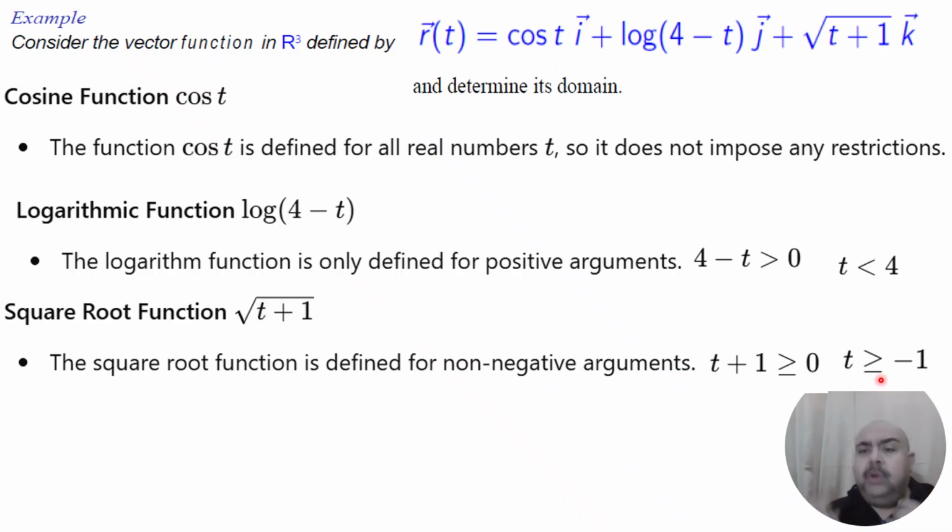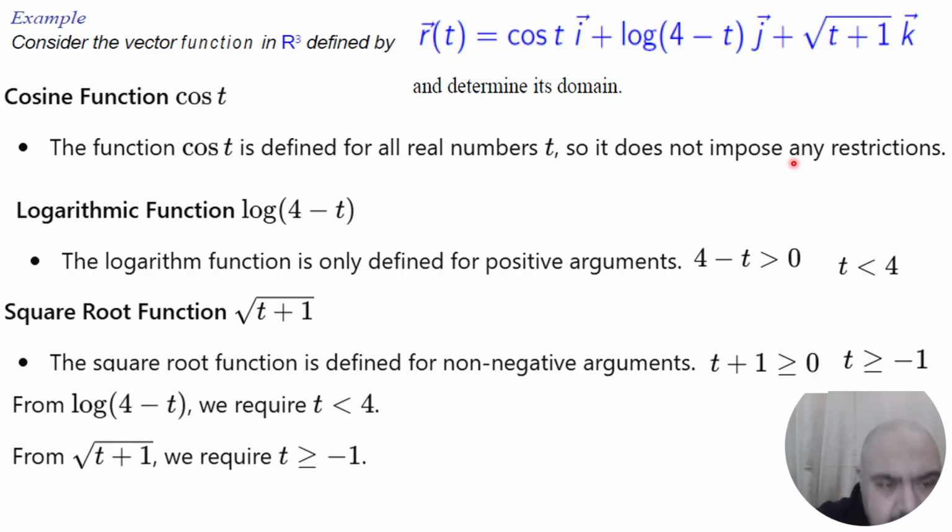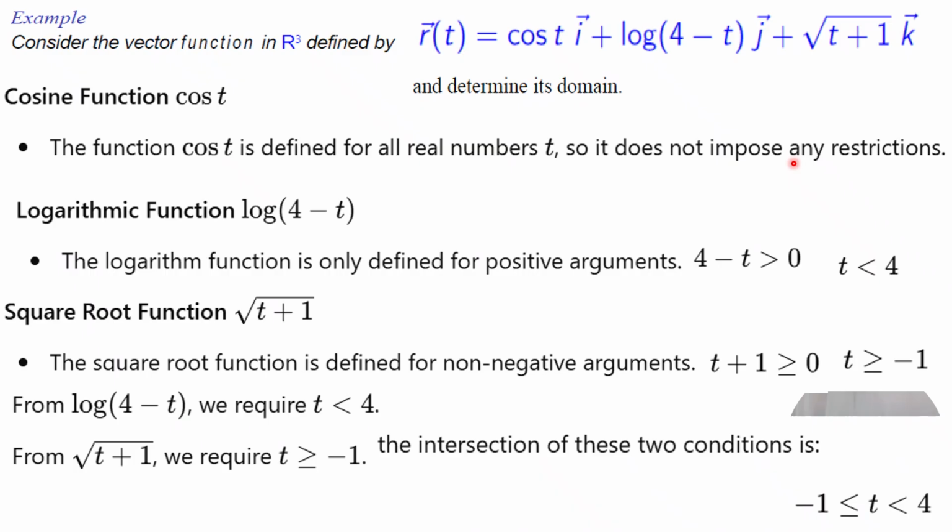So I have two limitations: t must be less than 4 and t must be greater than or equal to negative 1. This is the value of t which will have to satisfy these two conditions in order to have a logical expression for x, y, and z. So according to all of this, t is greater than or equal to negative 1 and less than 4. That's the domain of this real valued function, as explained.